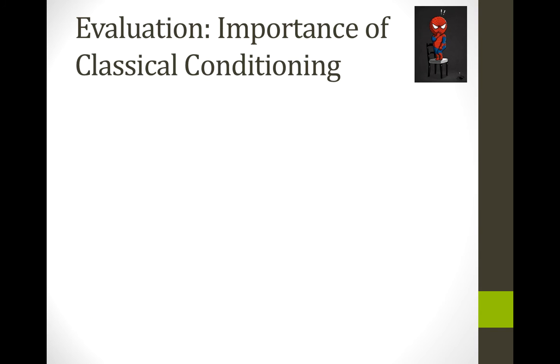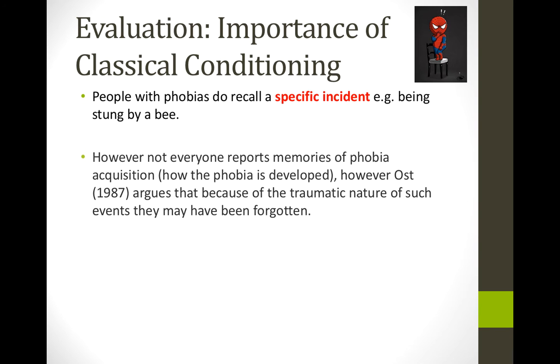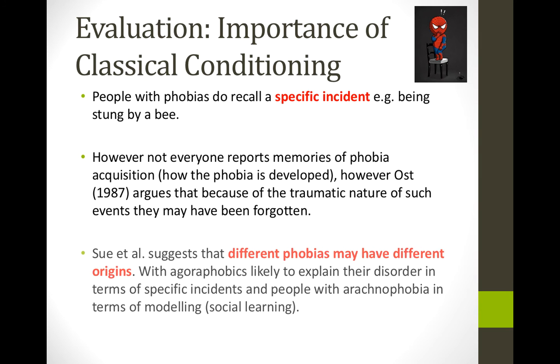Okay, so we need to look at some evaluation points. Classical conditioning does have some importance. People with phobias often do recall a specific incident when their phobia appeared. For example, if you were bitten by a dog or you experienced a panic attack in a social situation, you may remember it. But not everyone who has a phobia can recall such an incident. It is possible that such traumatic incidents did happen, but because they were so traumatic, you may have forgotten them.